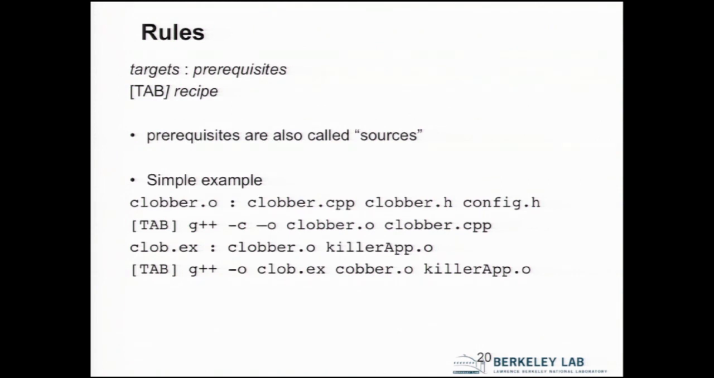Simple examples: if you want to create the object file, then that depends upon the source, which is the CPP, and these two header files. In order to create clobber.o, you have to make sure that these exist, and the source that you're trying to compile, and then you compile it using G++, and this is the command for compiling it. If you miss this tab, your Makefile is going to come out without having done anything, and you'll be left baffled as to what happened.